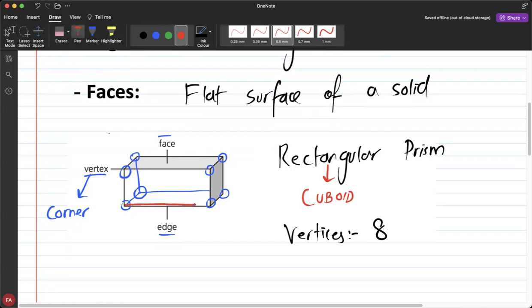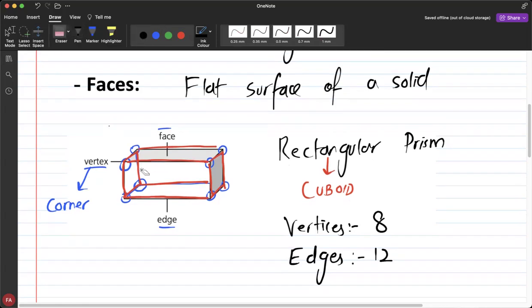In a very similar way, if I ask you how many edges do we have, the word edge means this line segment. So that's one, that's two, that's three, this is four, five, six, seven, eight, 9, 10, 11, and 12. So I can say that in this case, how many edges do we have? It's going to be 12.